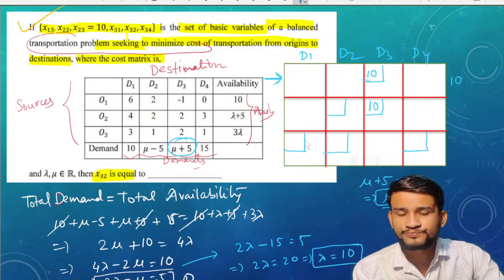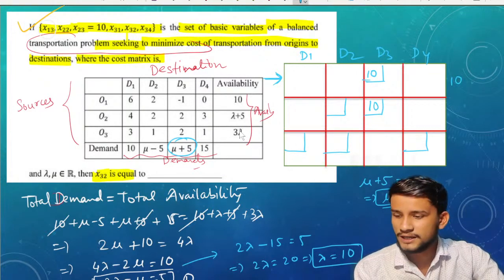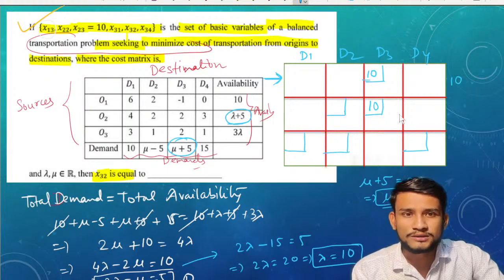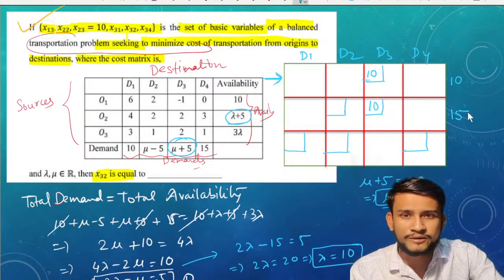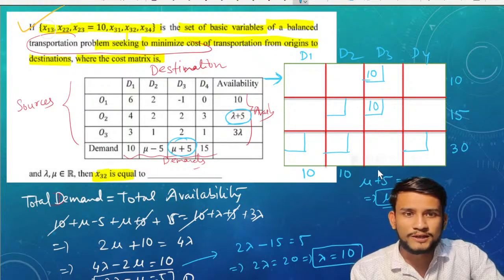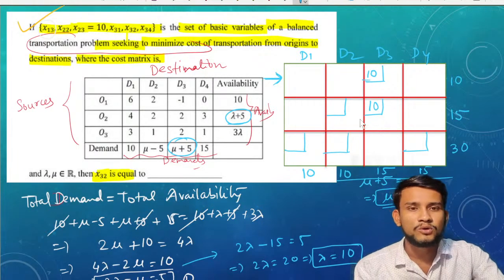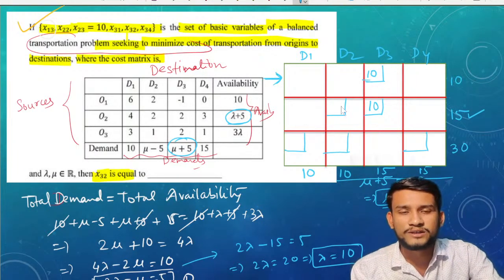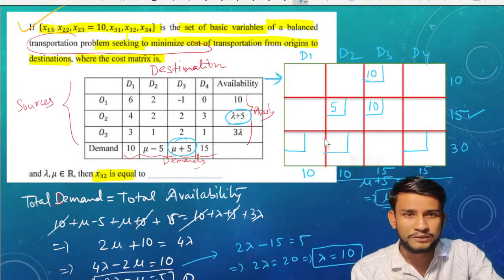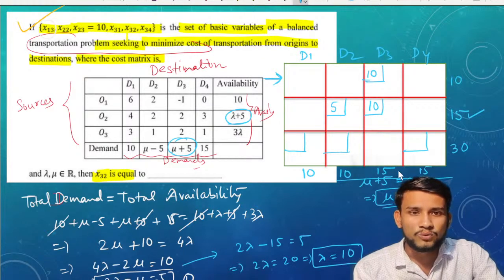Now, since lambda is equal to 10, this is the 15 value, and this is what, 3 lambda means 30 value, and this value is 10. This value mu minus 5 means 10, mu plus 5 means 15, and this is also 15. Since this is 15, in this cell the allocation will be 5, because 10 plus 5 gives 15 units.